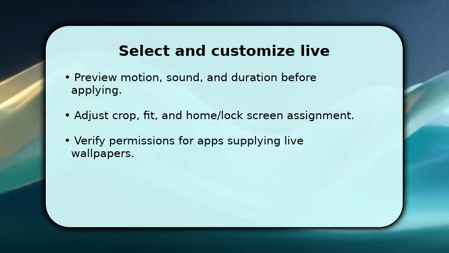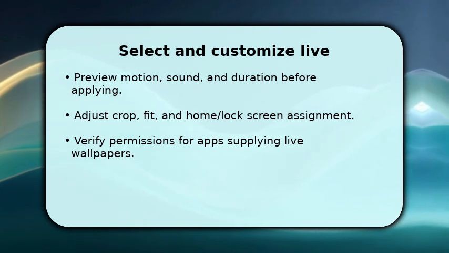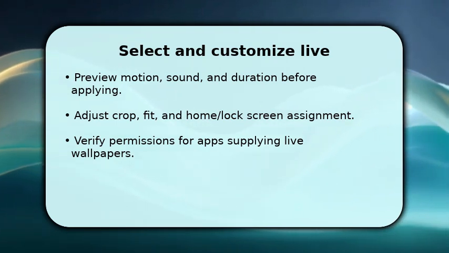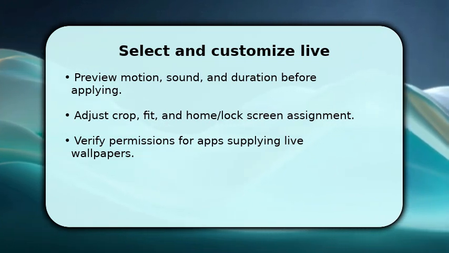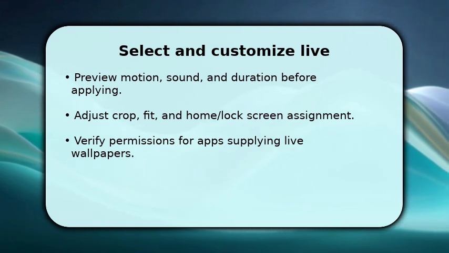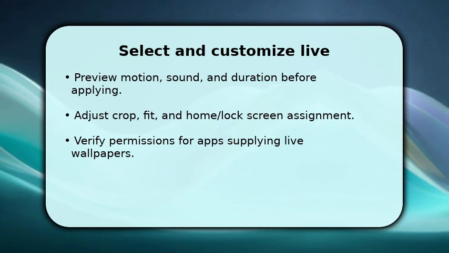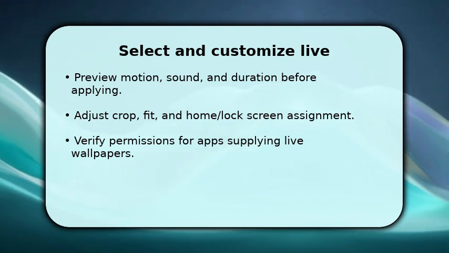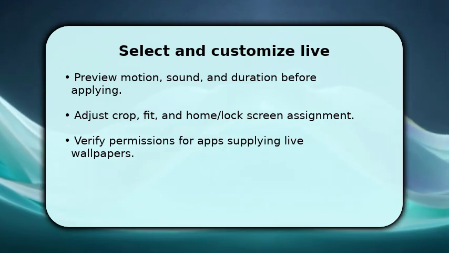This saves time. Tap Preview, then use crop or fit controls to position the image and set whether it applies to home screen, lock screen, or both. If using a third-party app, allow required permissions when prompted so the animation runs smoothly. Make sure to test how it behaves when you swipe pages and lock the phone, because different launchers and settings affect playback and battery use.